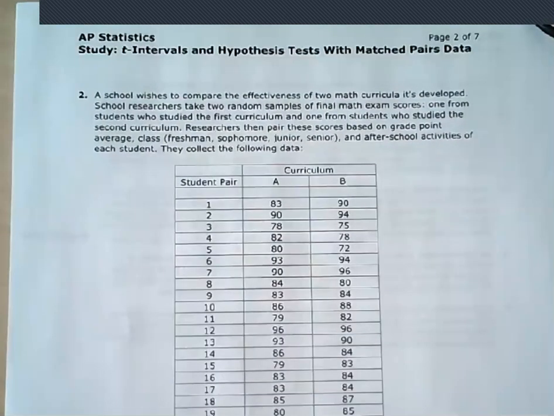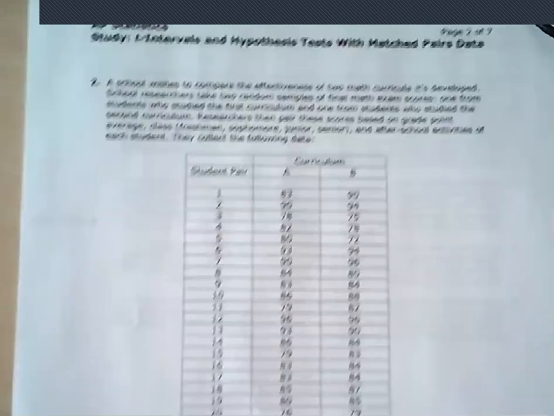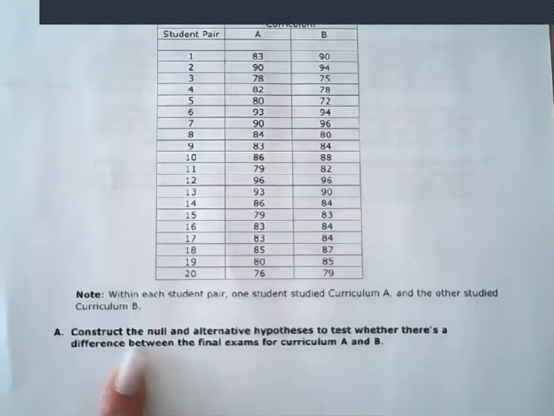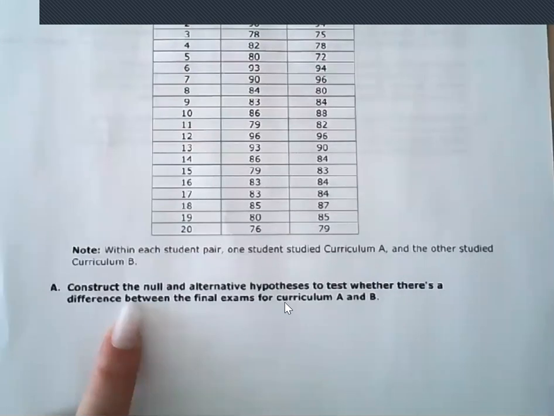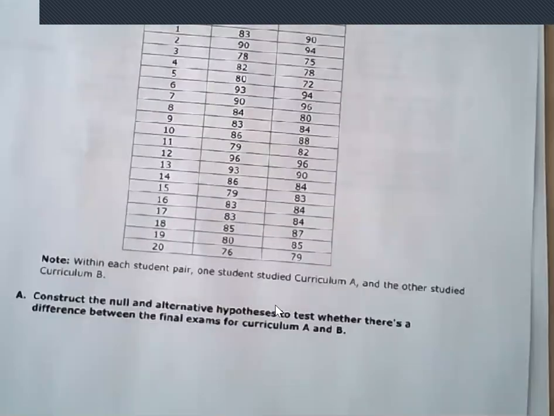So we want to construct, move this down so you can see, we want to construct the null and alternative hypothesis to test whether there's a difference between the final exams for curriculum A and B. So we are going to do a hypothesis test here, I believe, or no, maybe it's a confidence interval. But we got to start with our hypotheses here. So that's all they're asking for at this point.